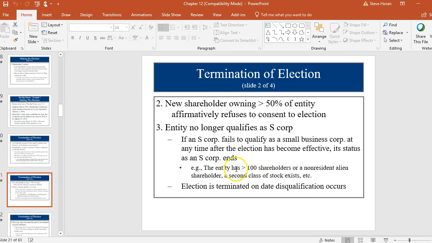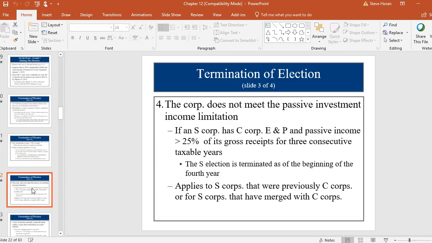For example, the entity has more than 100 shareholders, or a non-resident alien shareholder becomes a shareholder, or a second class of stock has now been issued. So doing any of those things would terminate this. The election is terminated on the date of disqualification. So if you sell some stock and you have more than 100 shareholders, you accept a non-resident alien shareholder, or you create a second class of stock, you've essentially said we don't want to be an S Corp anymore.